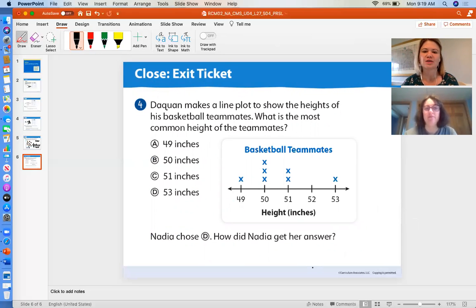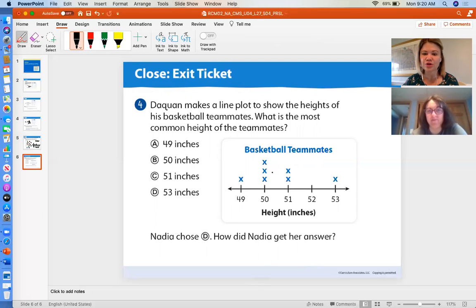Okay, number 4 says, Daquan makes a line plot to show the heights of his basketball teammates. What is the most common height of the teammates? Ooh, so this is different. This is not asking us what is the smallest height or what is the tallest height. It's asking us what is the most common. So now we are looking for the number with the most X's, right? Which number has the most X's?